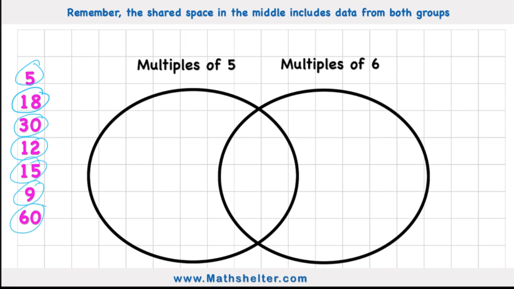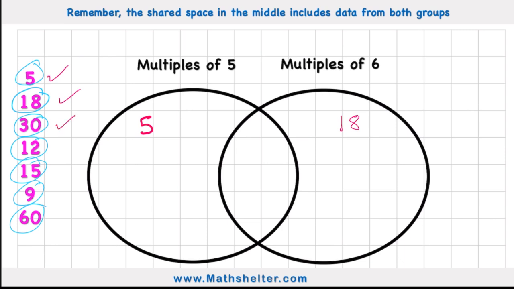diagram. So let's start with 5. Well, 5 is obviously a multiple of 5, but is it a multiple of 6? Well, if I go open my 5 times table, I'm not going to land on 6, so 5, 10, so no. So 5 would just go alone in the multiples of 5. What about 18? Well, is 18 a multiple of 5? 5, 10, 15, 20? No. Is it a multiple of 6? 6, 12, 18? Yes. So we would put it alone in the multiples of 6. Give that one a tick.